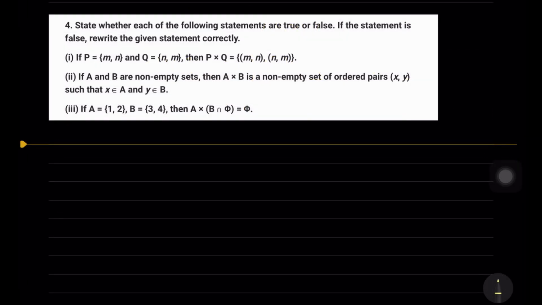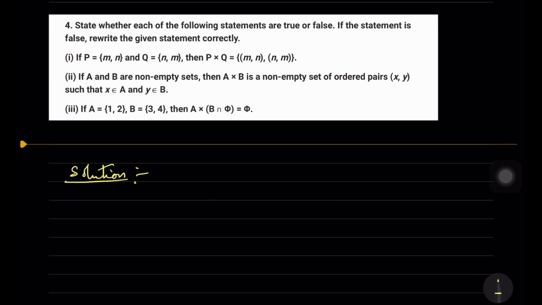So going into the fourth problem, state whether each of the following statements is true or false. If the statement is false, rewrite the given statement correctly. So the first one: if P is equal to {m, n} and Q is equal to {n, m}, then P cross Q is equal to {(m, n), (n, m)}. Is this true or false? We'll just see.